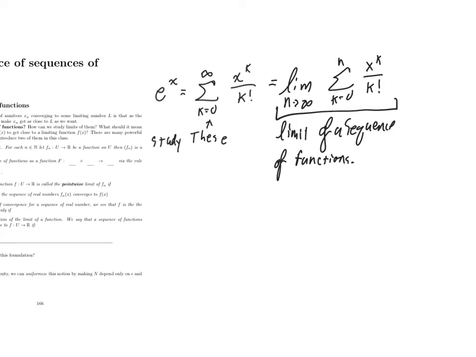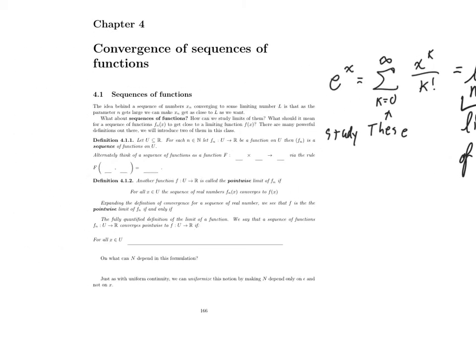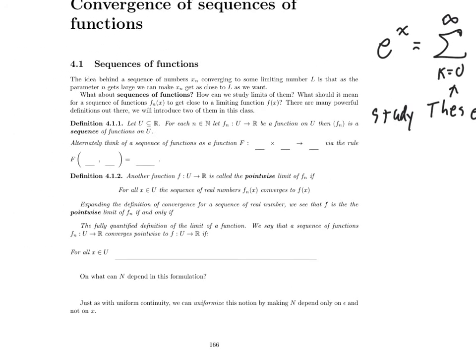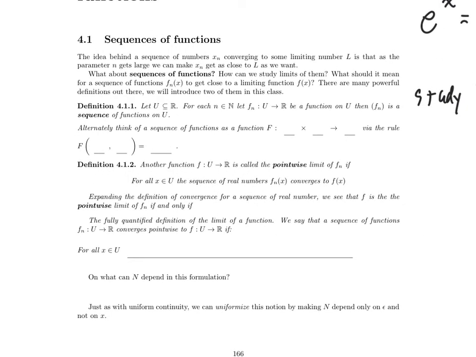So it behooves us then to try to determine what it means for a sequence of functions to converge. But before we can even do that, we need to figure out what the heck a sequence of functions is. What is a sequence of functions? So let's explore that. The idea behind a sequence of numbers converging to some limiting number L is that as the parameter n gets large, we can make x sub n as close as we want to L. Right? That's all it means.